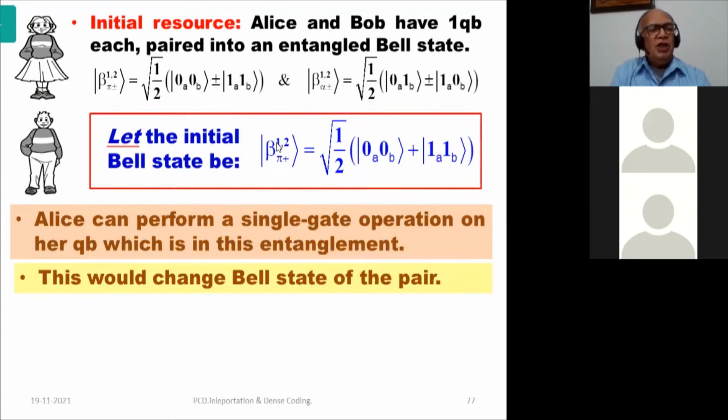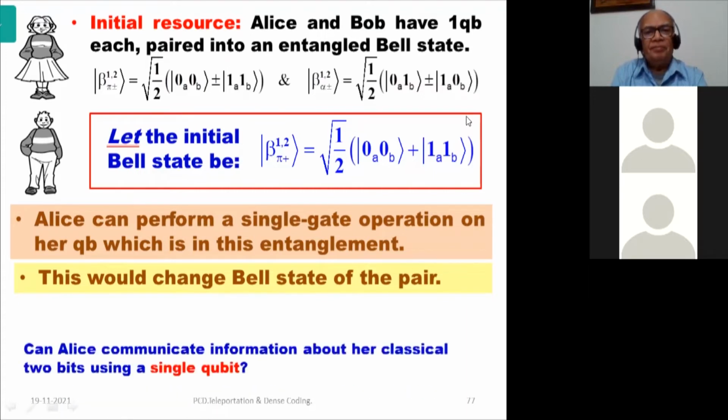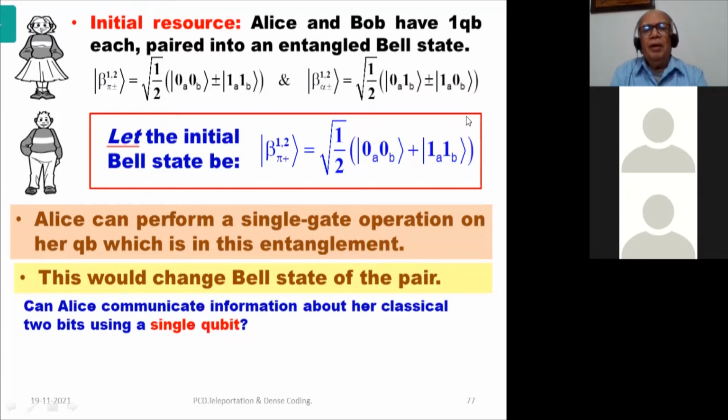But which particular operation she has done is something which Bob must know. And then she has to communicate this to Bob, but not using anything more than a single qubit. That is the Holevo limit. So our question is, is dense coding possible? Can we beat the Holevo theorem?